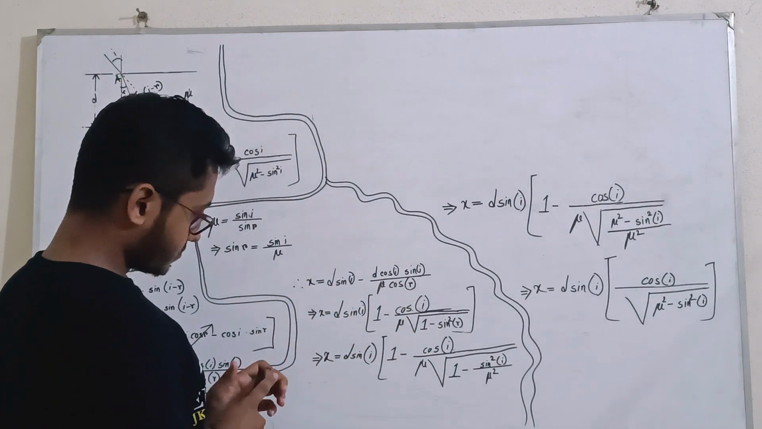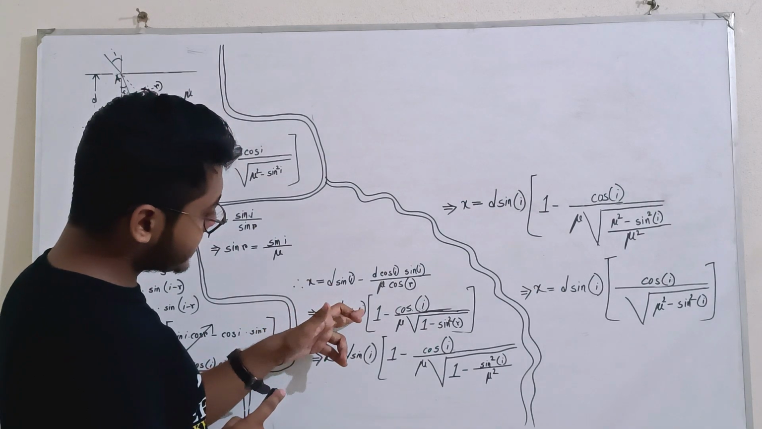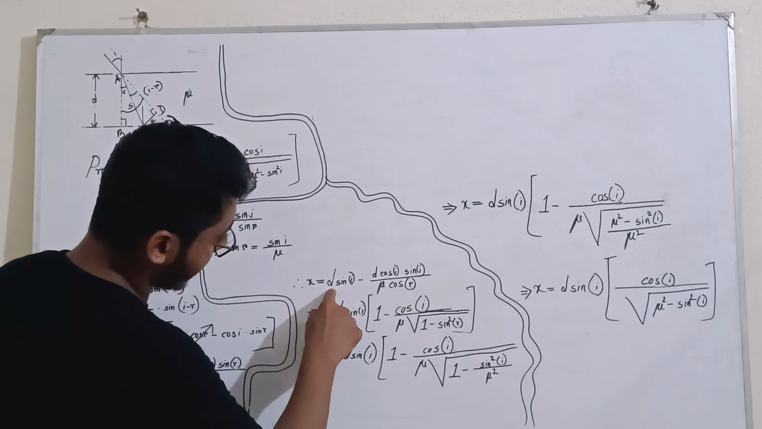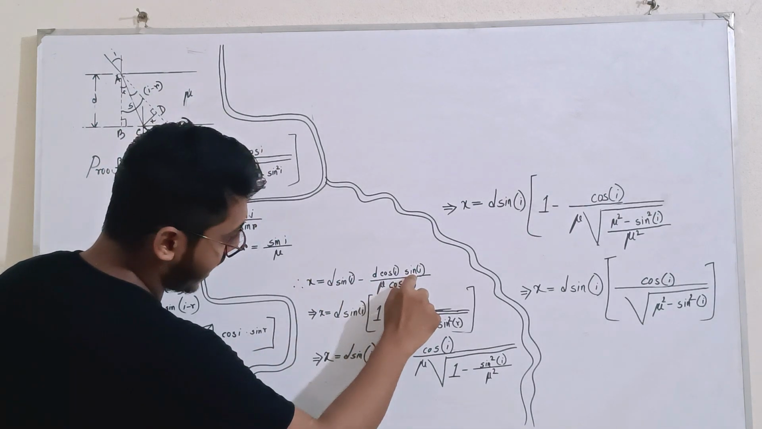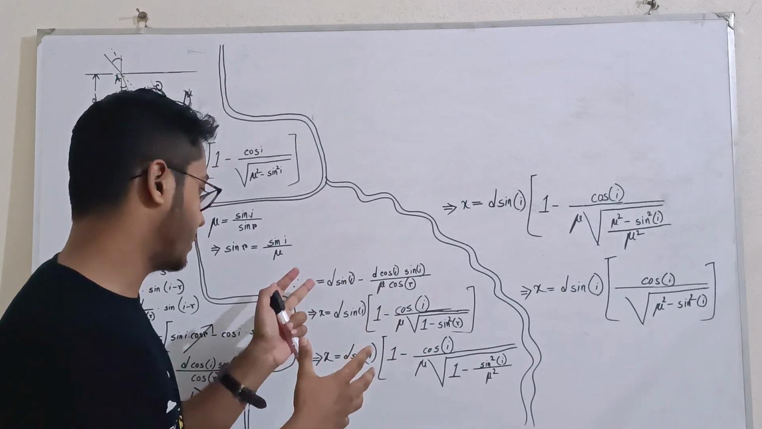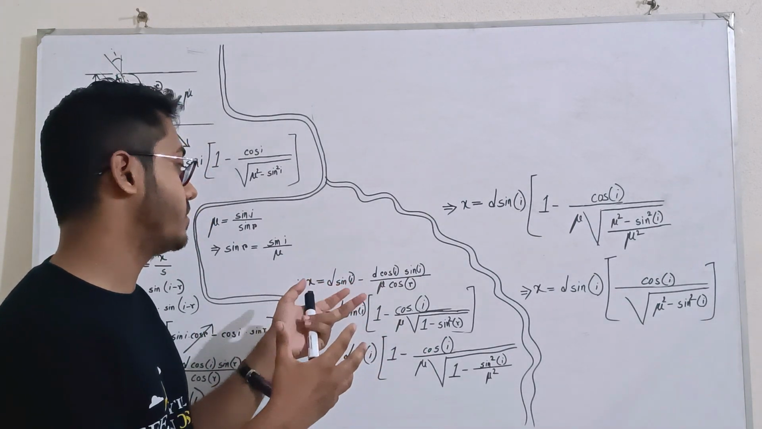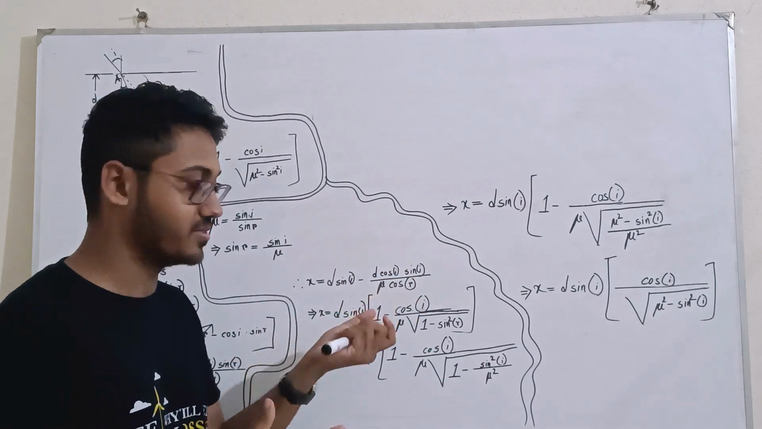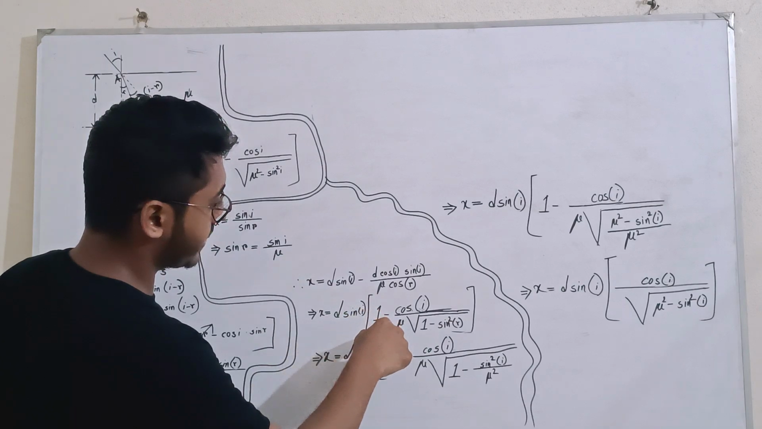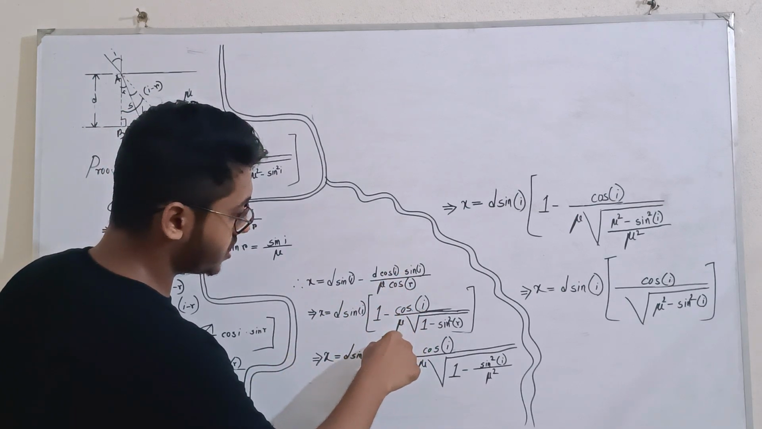Now see, x is equal to d sine I. If we take common, we have d sine I in both of the terms. So we can take d sine I common. So we have 1 minus cos I by nu.